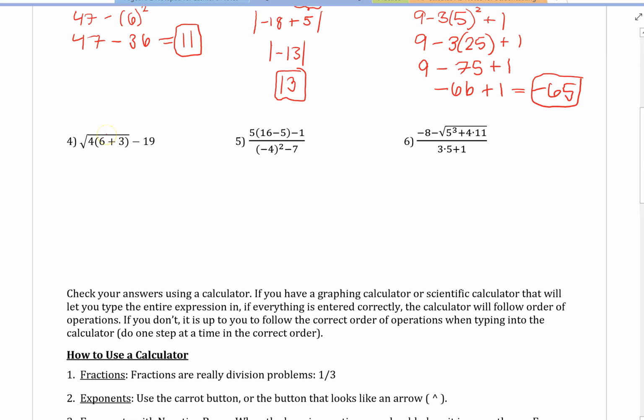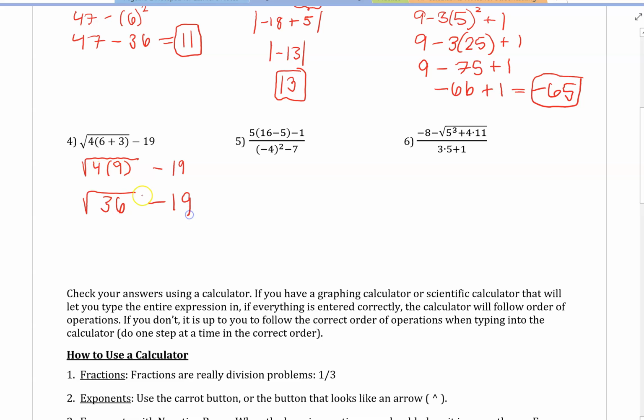Okay, now in number 4, I have this square root. This is part of the square root function. So first I'm going to do my parentheses underneath the square root. So I'm going to do 4 times 6 plus 3, which is 9. Now, under the square root, I need to do that multiplication next. So then 4 times 9 is 36.